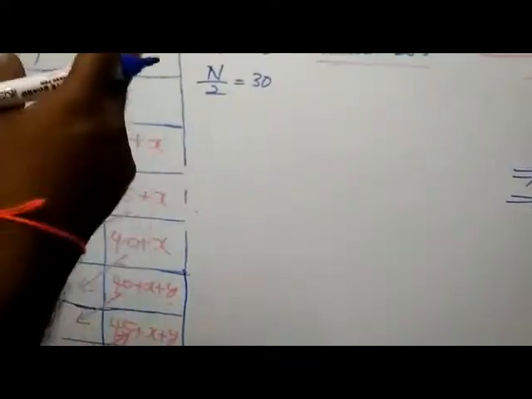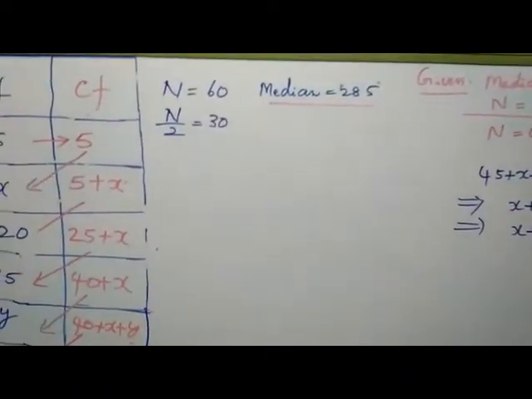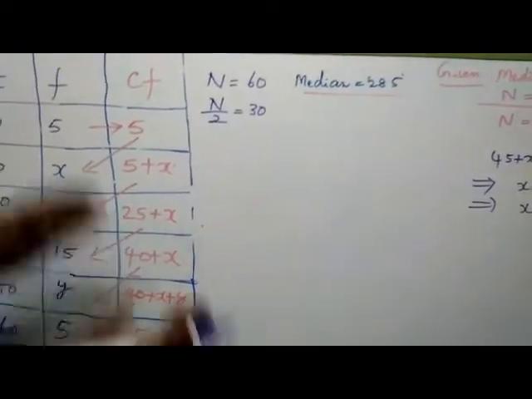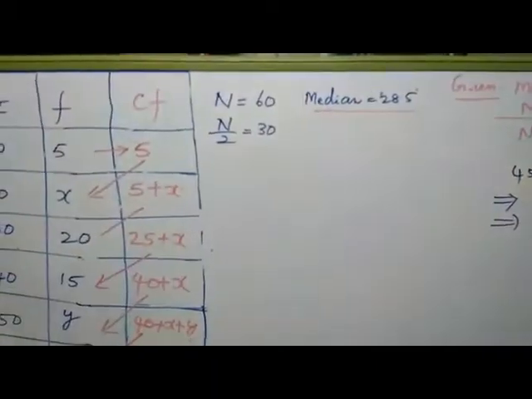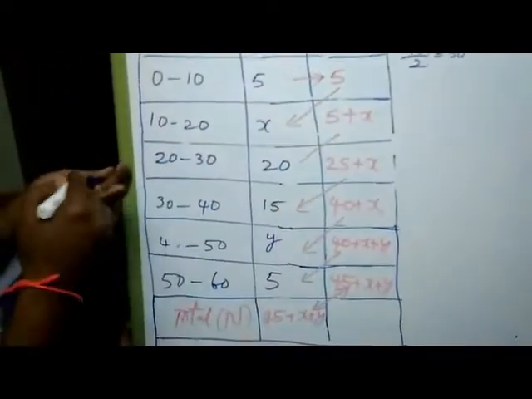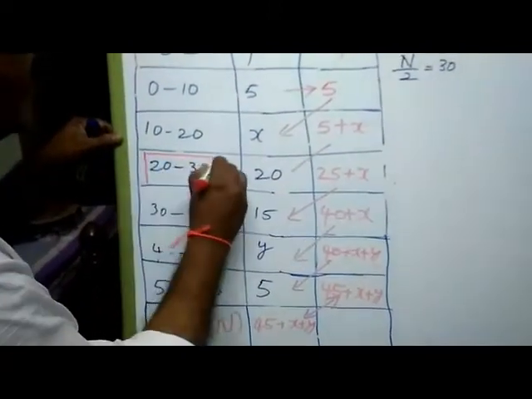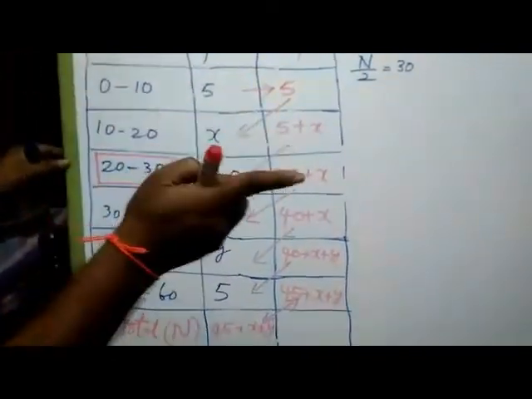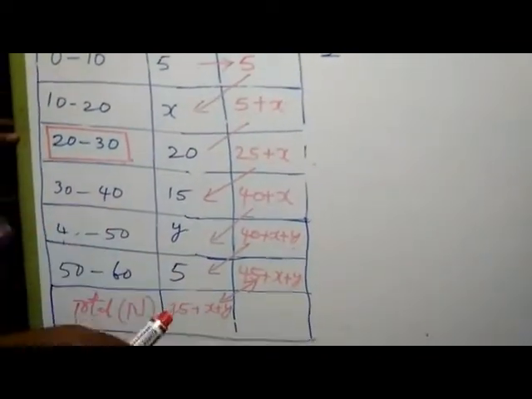We have to use the given median, 28.5, to find the median class. Where is 28.5? The median 28.5 lies between 20 to 30. If you want, you can check the answer with yesterday's sum also.